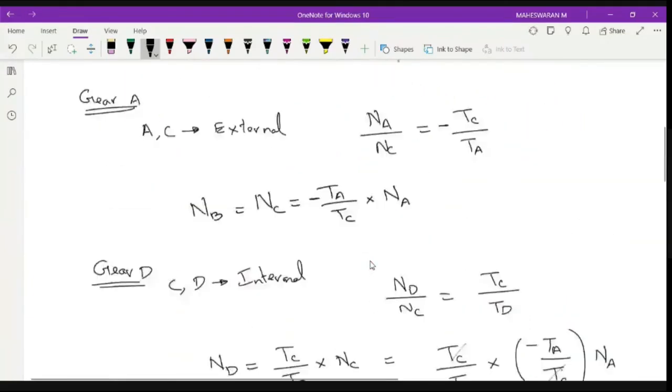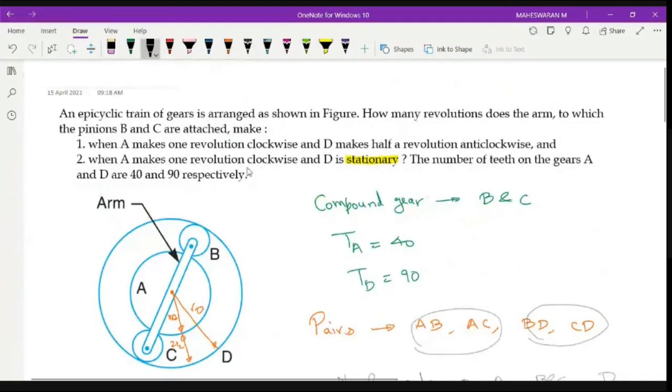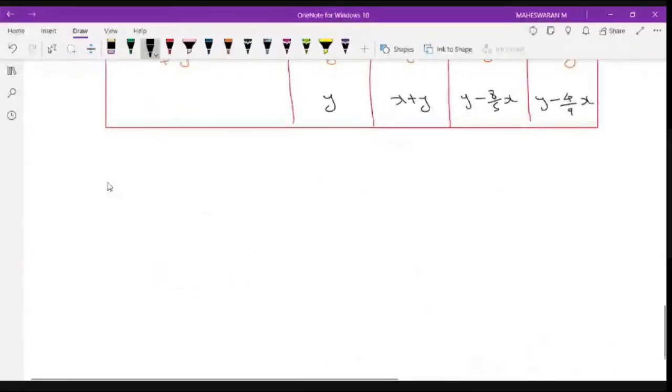So now we will go for the problem. Let me complete the first one. We will start the second one in next class. The first one is A makes 1 revolution clockwise and D makes half a revolution anti-clockwise, right? So gear A is +1 clockwise. Gear D is 1/2, half of it in anti-clockwise.